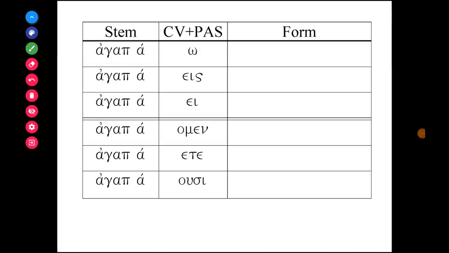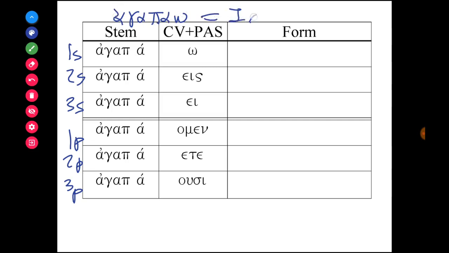Let's now go over the first person singular, second person singular, third person singular, first person plural, second person plural, and third person plural forms for the contract verb. Its lexical form is agapao, which means I am loving. But you won't actually see this form used in a sentence. This is a pure lexical form.